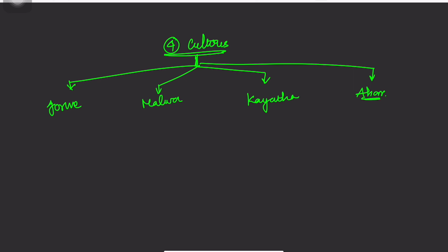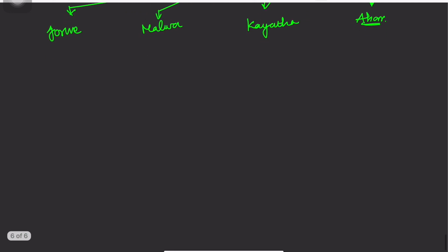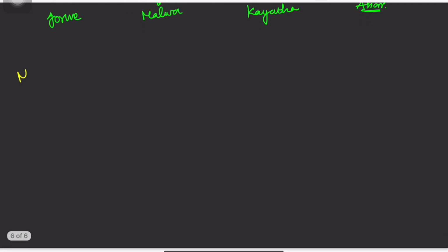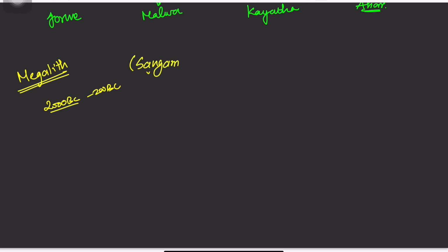Okay, I already told you Megalithic culture, right? Just one point that you can remember. Megalithic culture was related to southern India. Megalithic people are said to have lived in the upland portions of the peninsula, around 2000 to 200 BC, before the Sangam period in southern India.